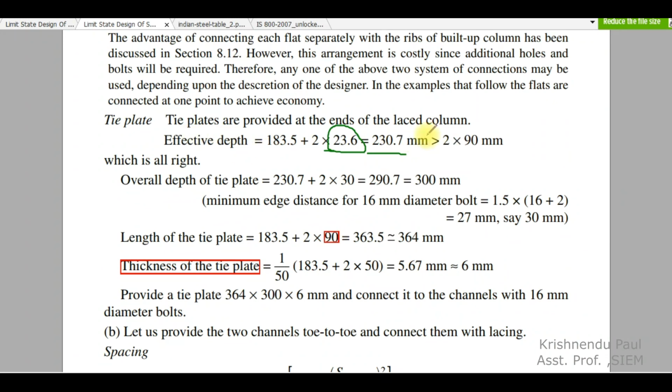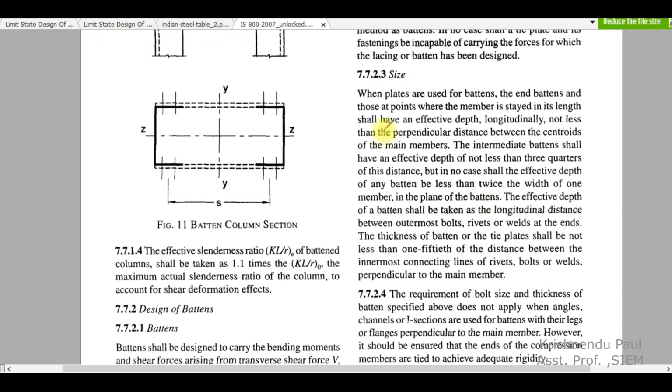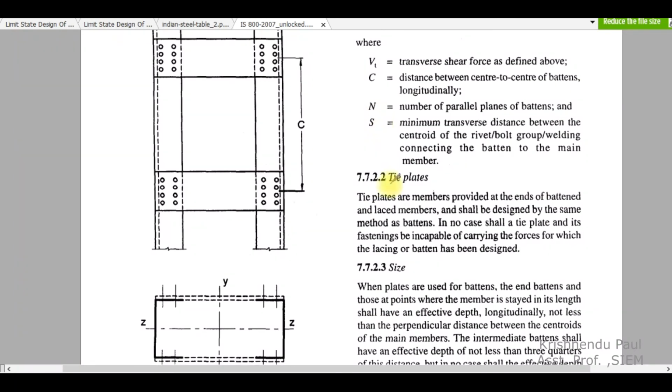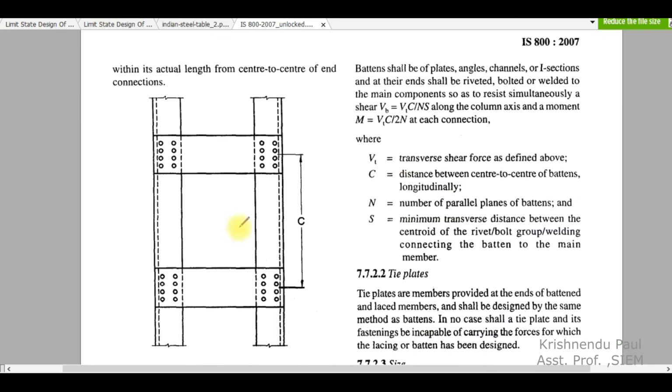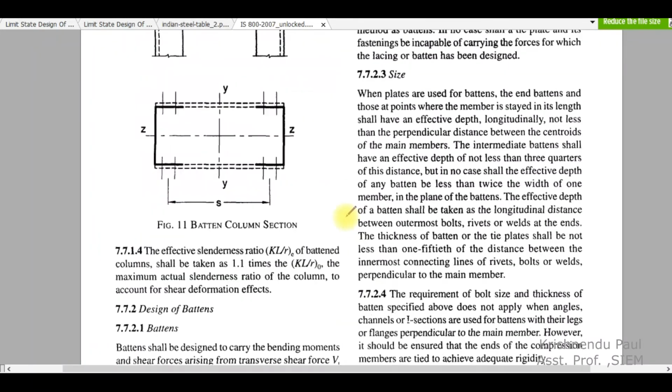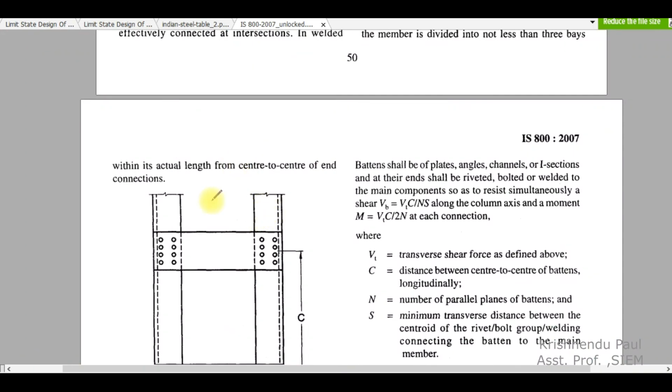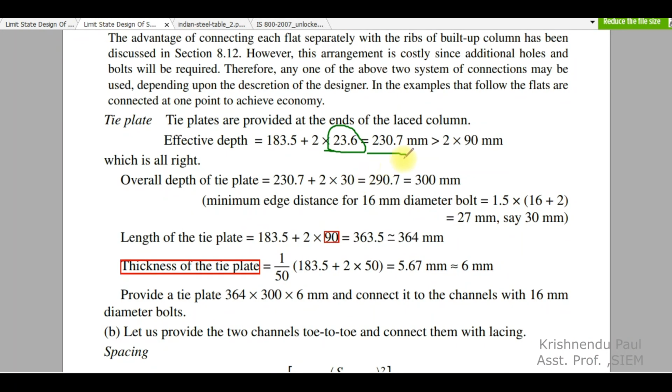So this effective length is 230.7 and it is more than 2 into 90. It is mentioned in IS 800, in the batten design, on page number 51, the intermediate battens. In no case shall the effective length of any batten be less than twice the width of the one member in the plane of the batten. The width of the member is this BF, so it should be more than 2 into BF. This is also ensured.